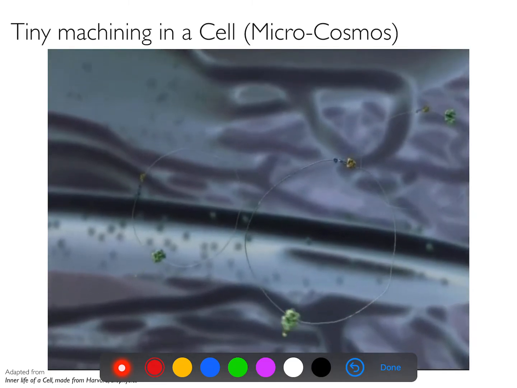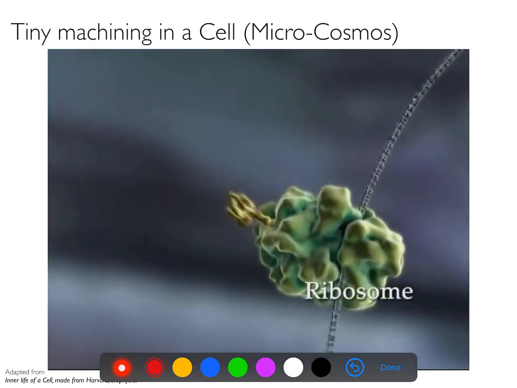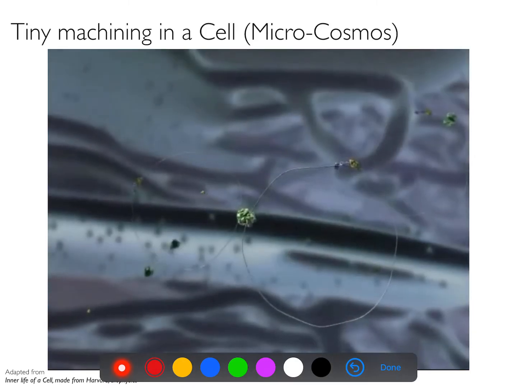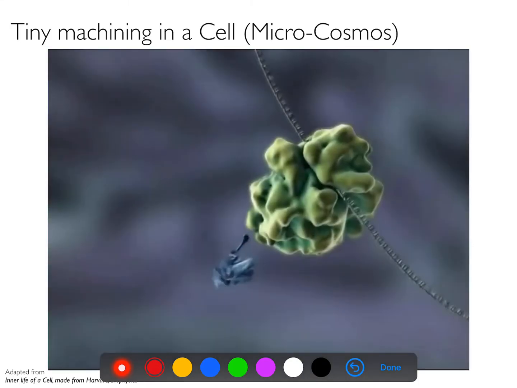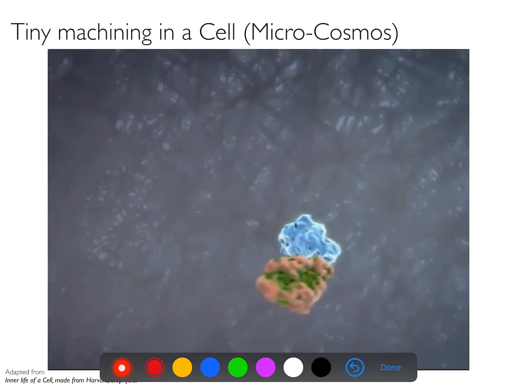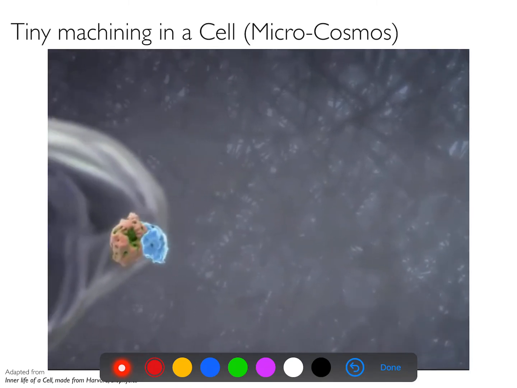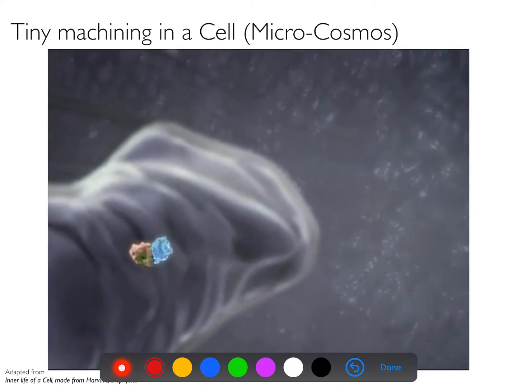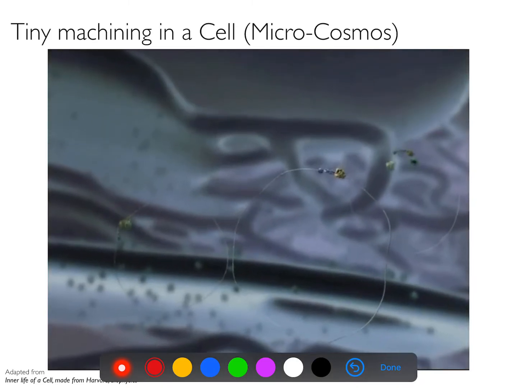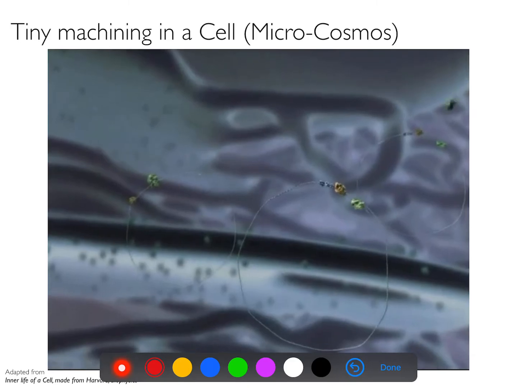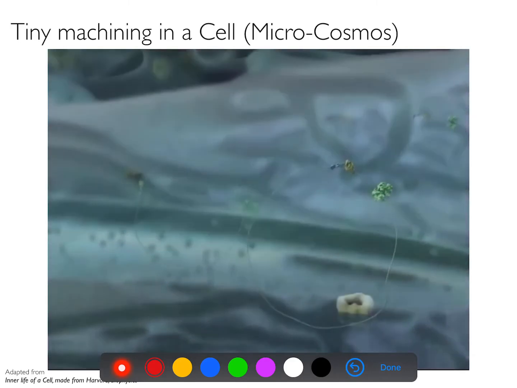Here is another important biological machine, the ribosome. Okay. So it can receive the genetic information from the DNA, and then translate the genetic information into the form of RNA, and then this is going to be translated into the amino acid sequence in the specific protein polymer, and this protein polymer is going to be folded into a specific shape.